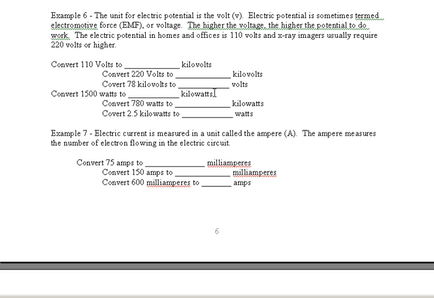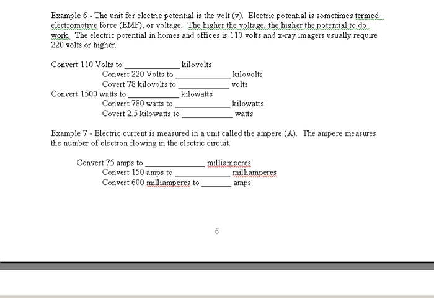78 kilovolts is equal to how many volts? Well, now we're moving to the right on the metric system, and that would be, add 3 zeros to that, 78,000. Same thing is true with watts and kilowatts. 1,500 watts is equal to how many kilowatts? Well, move the decimal point 3 places to the left, and you get 1.5 kilowatts.